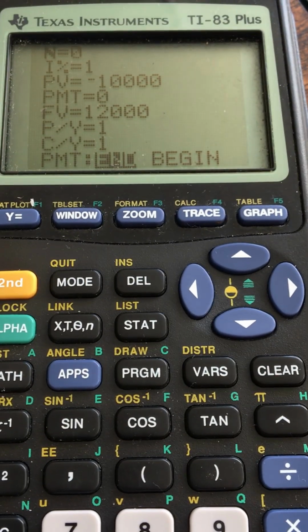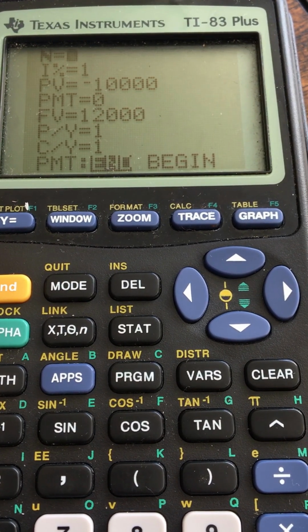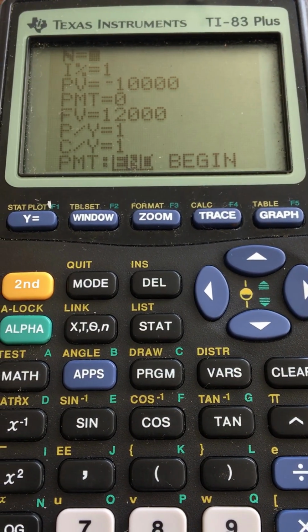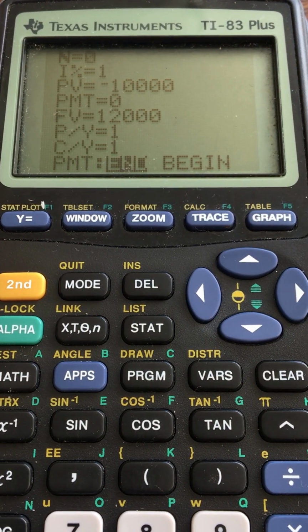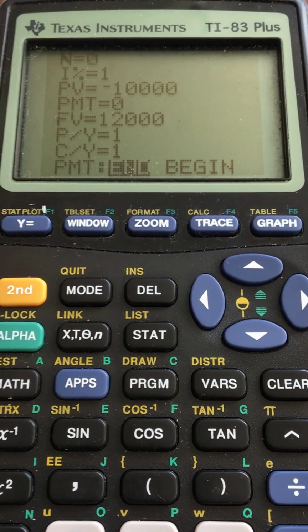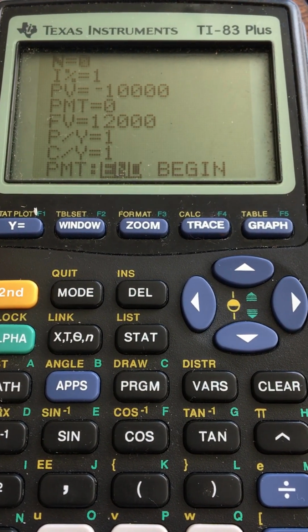If there are 5 years, then N would be 5. If there are 12 months, N would be 12. Just keep in mind whatever the period that you're using is. If you need to convert something like 2 years, but the interest is paid monthly, then you would have 24 periods, and so on and so forth.